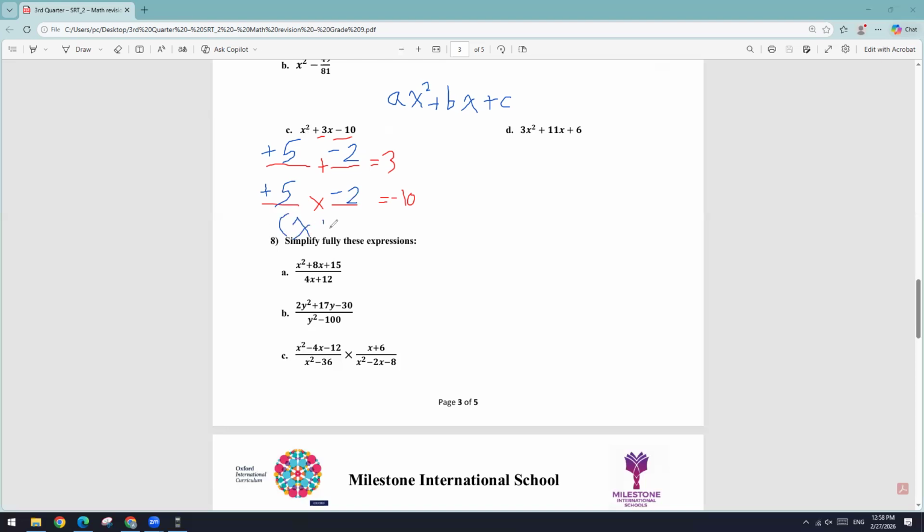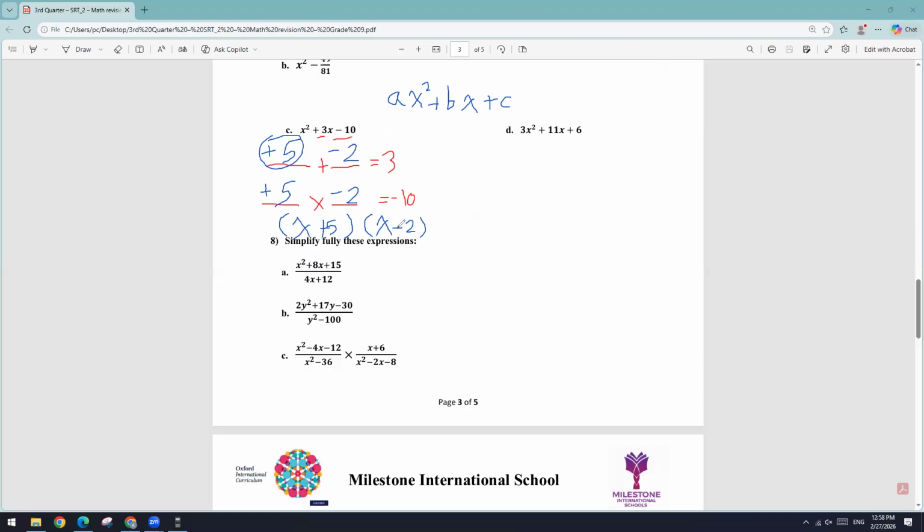Always open a bracket and write the first value: x plus 5. And in the other bracket, the second number, we write x minus 2. So it's factorized now. Now let me do it using the calculator. Remember the answers: x plus 5, x minus 2.